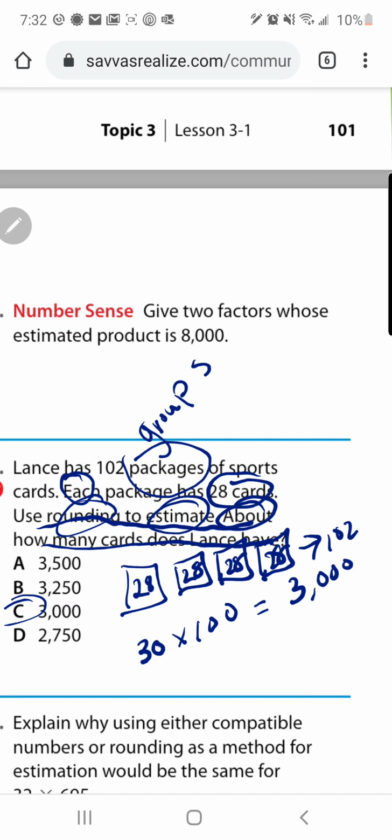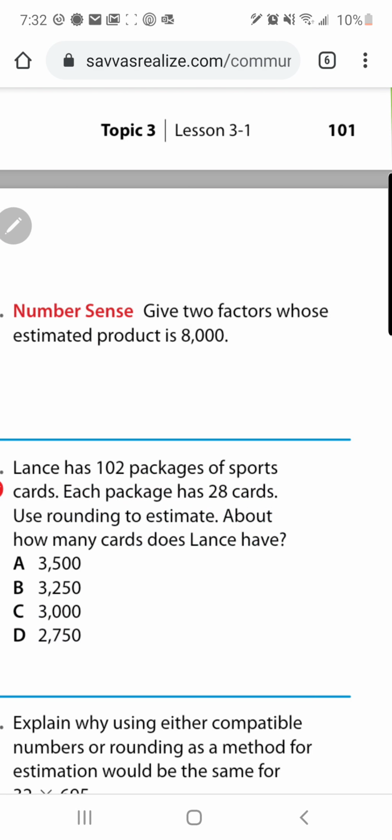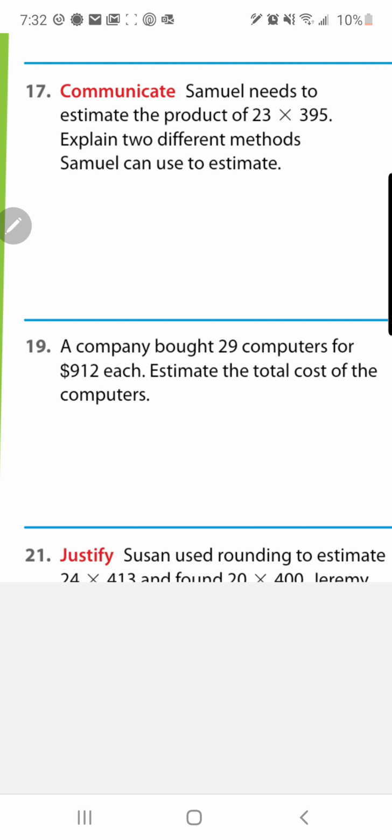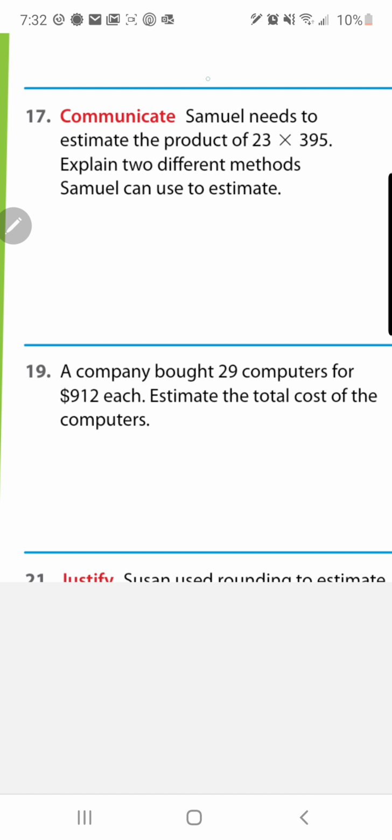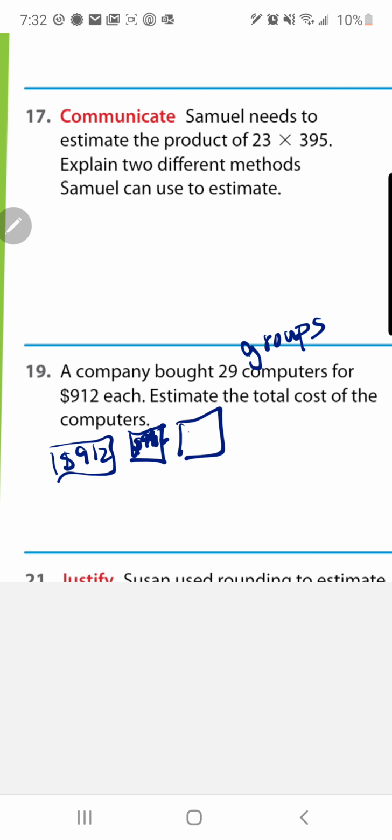Let's go on to number, let me go ahead and get rid of that, please. First, number 19. A company bought 29 computers for 912 each. Again, multiplication. You got the computers, which is the number of groups. You got 29 of those, and remember that each one costs 912. So that's one computer. Here's another computer that is $912. Here's another computer that's $912, and another computer that's $912. And of course, you do that until you get all the way to 29 computers, right?